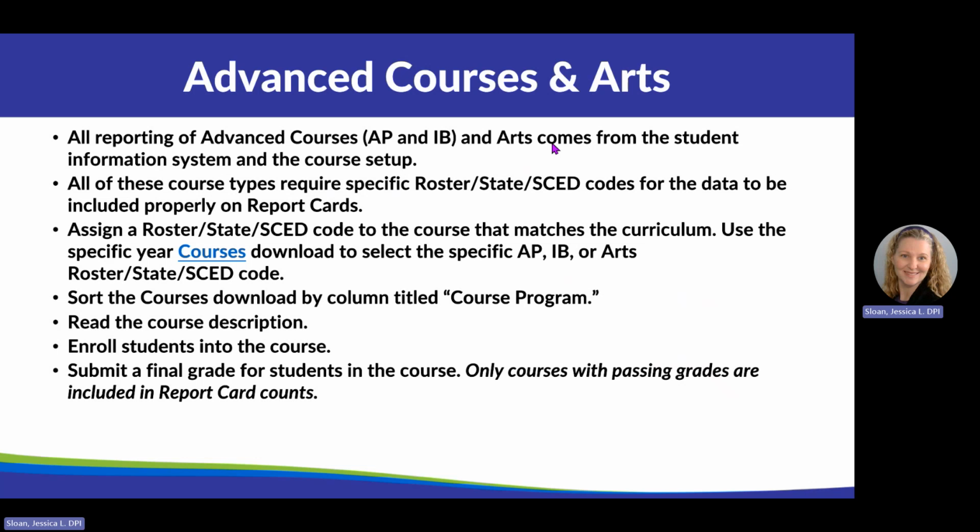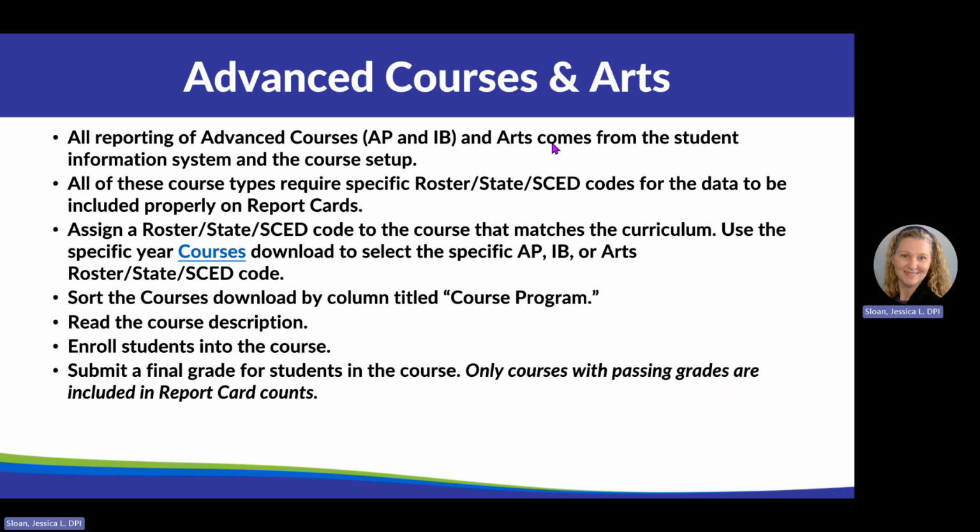All reporting of advanced courses and arts courses comes from the student information system and the course setup. AP, IB, and the arts courses require very specific roster codes for the data to be included on report cards. Assign a roster code to the course that matches the curriculum. Use the specific year courses download to select the very specific AP, IB, or arts roster codes.